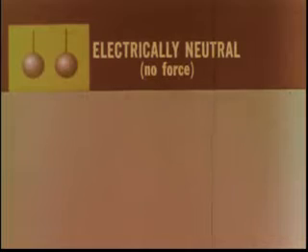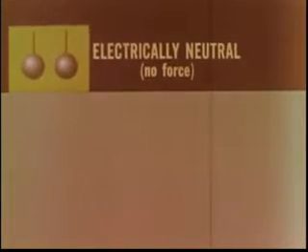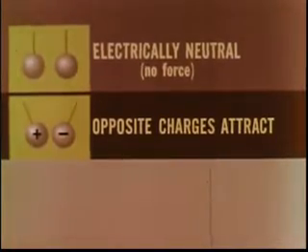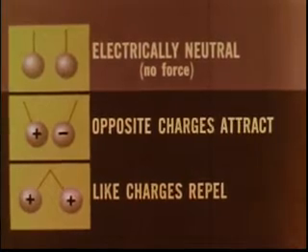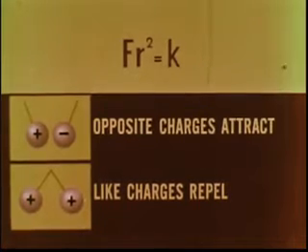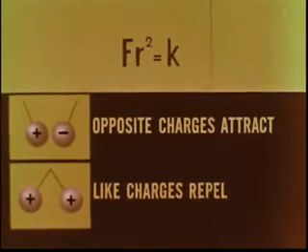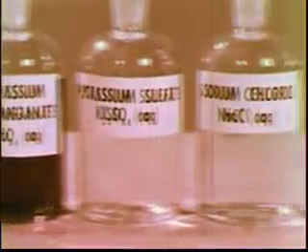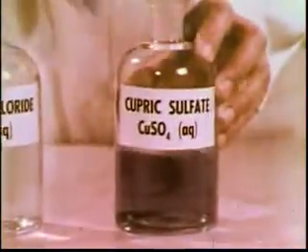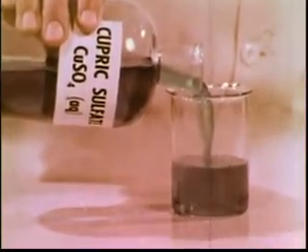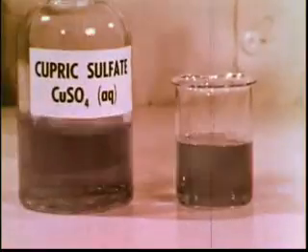Thus far, we have seen that uncharged, that is, electrically neutral objects exert no force. Opposite charges attract, and like charges repel. The force of interaction between two charged objects varies with the distance between them. Let's apply these ideas to chemical behavior. Many solutions such as these contain charged particles called ions. In this cupric sulfate solution, the blue color is due to many billions of positively charged copper ions.